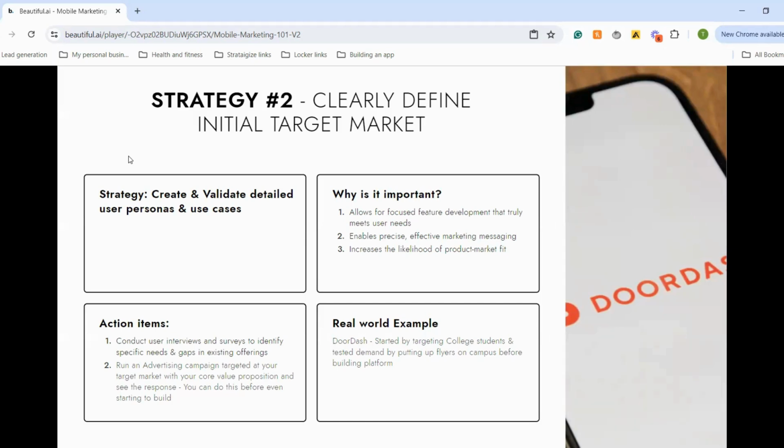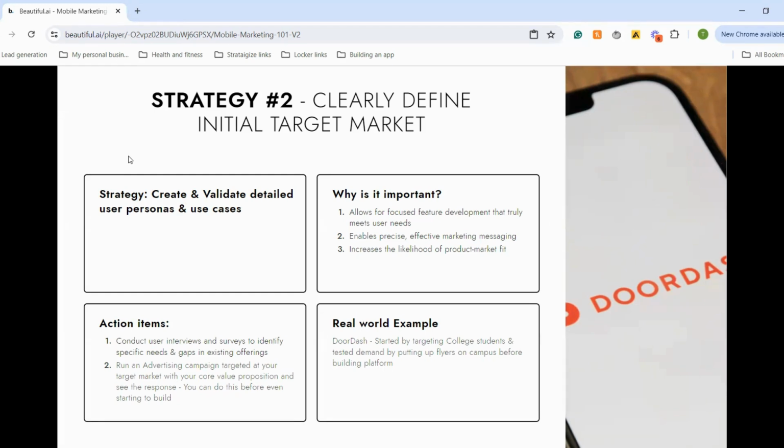A real world example of this is DoorDash. DoorDash started by targeting college students and tested the demand by putting up flyers around campus before building out their platform. So they really knew this market. They offered really cheap discounts on food to college students. College students need to eat, so that obviously was a big piece for them.